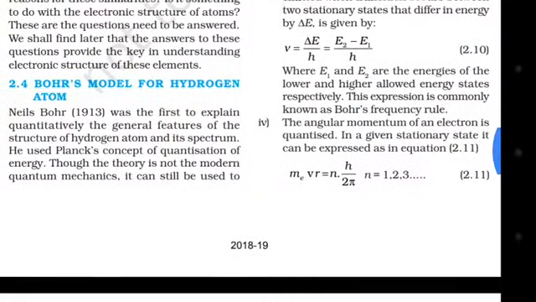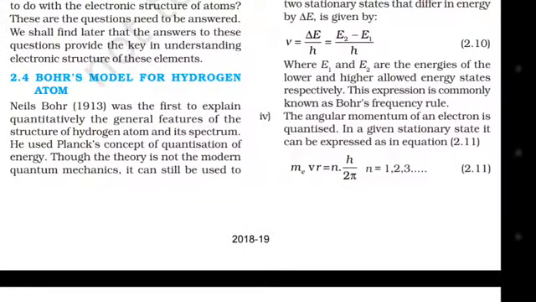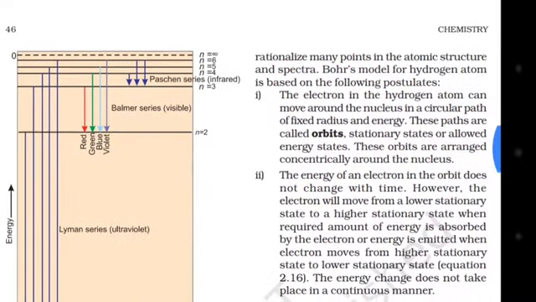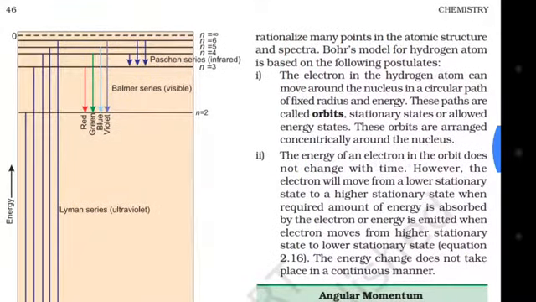2.4, Bohr model for hydrogen atom. Niels Bohr in 1913 was the first to explain quantitatively the general features of the structure of hydrogen atom and its spectrum. He used Planck's concept of quantization of energy. Though the theory is not modern quantum mechanics, it can still be used to rationalize many points in the atomic structure and spectra.